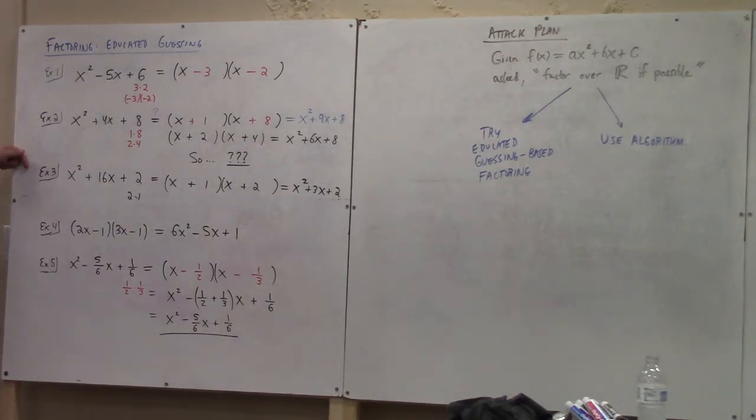And to decide whether it's something that cannot be factored over the reals, or if it's just something annoying that has fractions that we can't guess. Because examples 4 and 5 show you that there are problems where we can't nicely factor using the whole number guessing method, and yet they still can be factored. It's just that they involve pesky fractions.